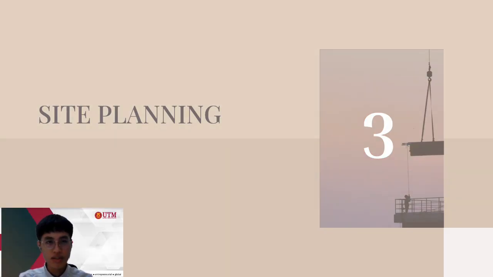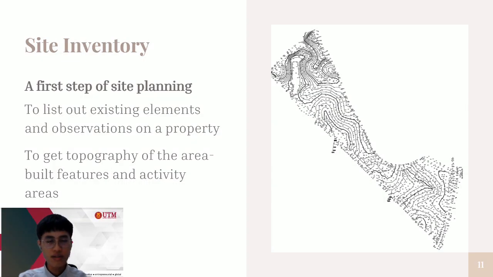Here comes the site planning first. The first step is site inventory. Site inventory basically consists of a list of existing elements and observations on the property. It is also the first and vital step of the site planning process to provide a clear description of the proposed development level. Proper site inventory is important as a way to conduct a survey on the condition of the proposed site, including the soil and topography of the area, built features, and activities already there.